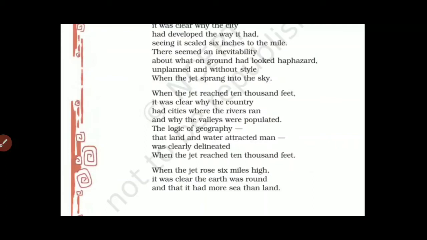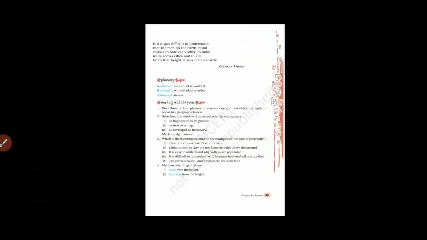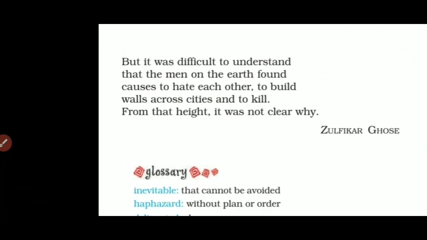All of you must have seen the globe of the earth. You can see the blue portion, it is a symbol for water. So whenever we see the earth globe, we find that the water portion is more than the green portion, the earth or land portion. So he was also able to find out that earth had more sea than land. So the sea portion was more than the land.